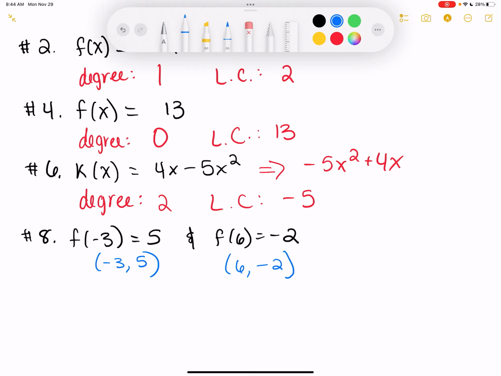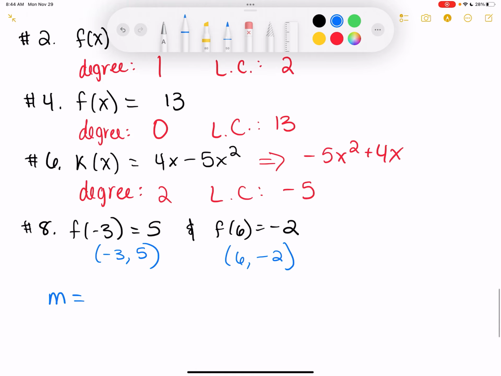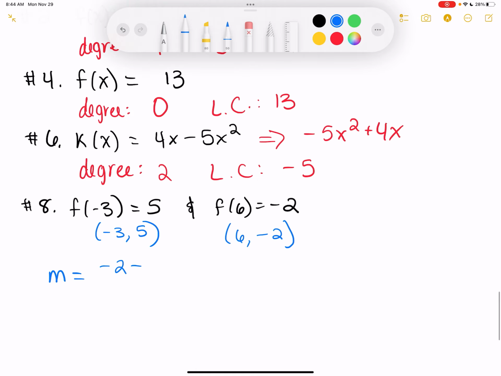So now I'm going to find the slope. Then I'm going to use point slope form because at that point I will have a point and a slope. And I'm going to get an equation for a line in y equals mx plus b. Okay? So m is equal to negative 2 minus 5 over 6 minus negative 3, so plus 3. So negative 7 over 9 is my slope.